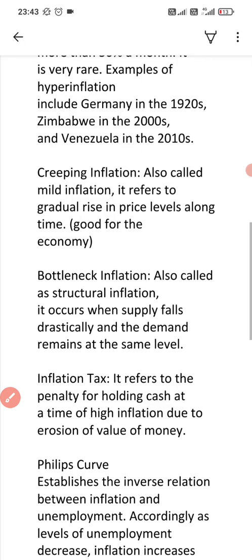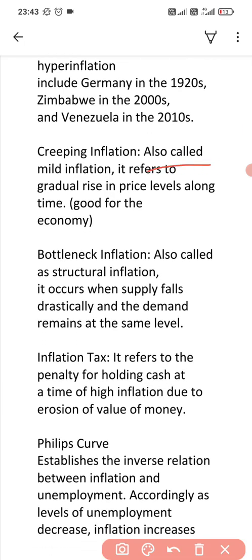Now what's creeping inflation? To creep means to, like, रेंगना. So this creeping inflation is mild inflation.